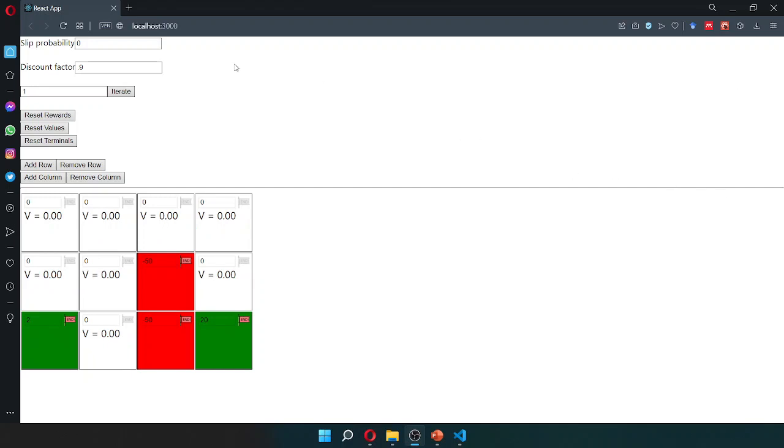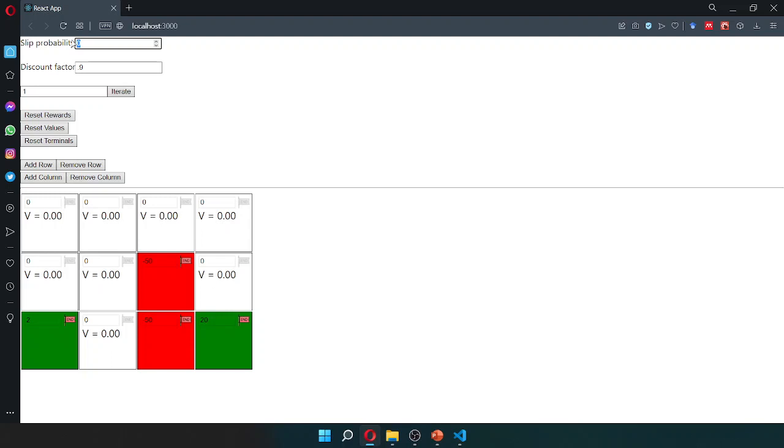Okay, so I have reset the board. As you can see, the rewards here have become back to zero, and then the values have also become back to zero. So now let's introduce the slip probabilities.